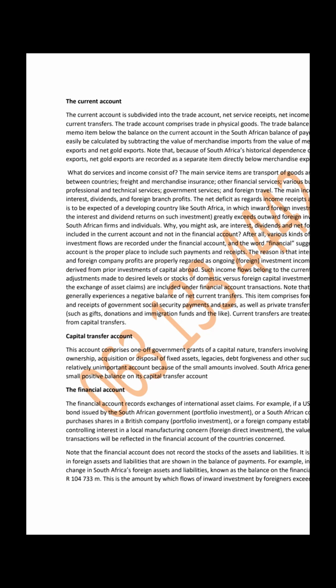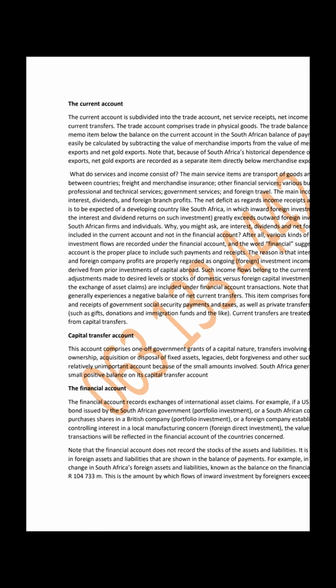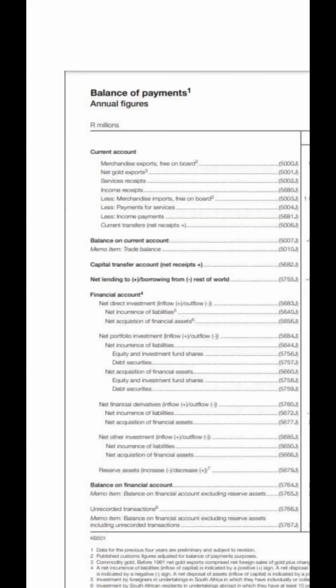All right. And then we also have services and incomes. Let me just take you there and you see what we are talking about. Where we have the service receipts, that's item number 3. And then right below there, we have the less payments for services. That's what we are referring to there.